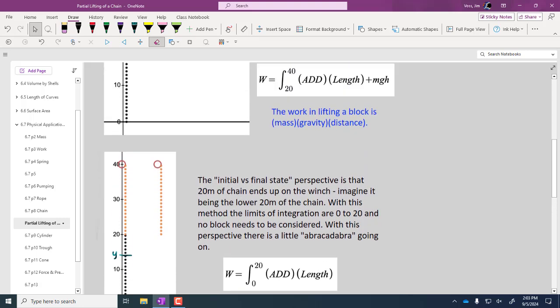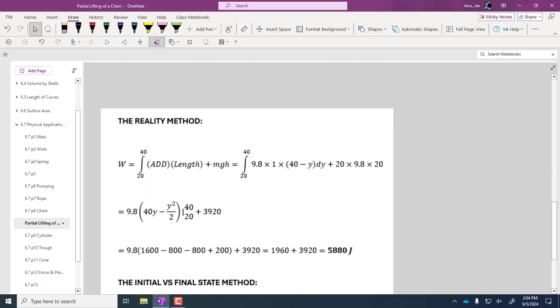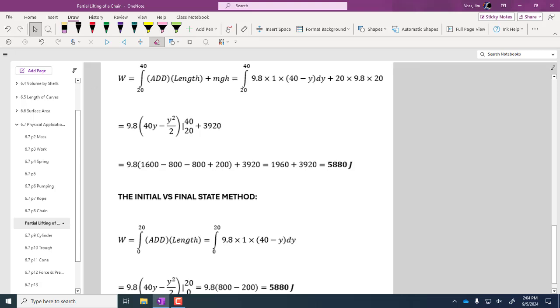But the distance in both cases, because the cable is 40 meters long, the distance that each of those y's travel is still 40 minus y. They're the same distance, 40 minus y. So in both cases, we have a 40 minus y, and then the dy.